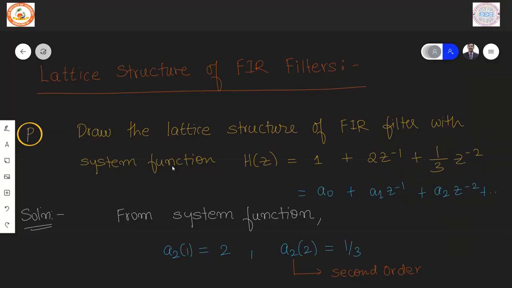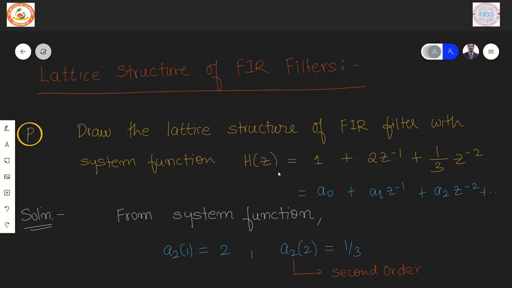Let us now discuss the lattice structure of FIR filters. Let us take up a problem. Draw the lattice structure of the FIR filter with system function H(z) equals 1 plus 2z inverse plus 1 by 3 z power of minus 2.